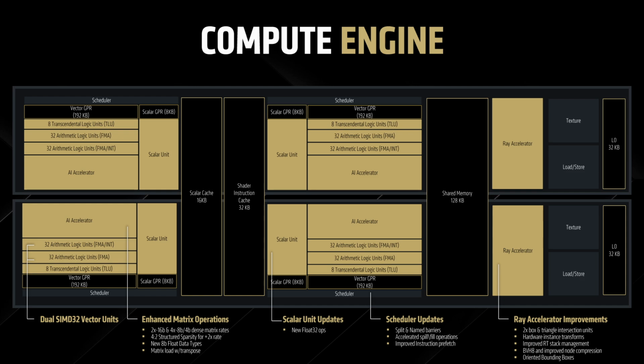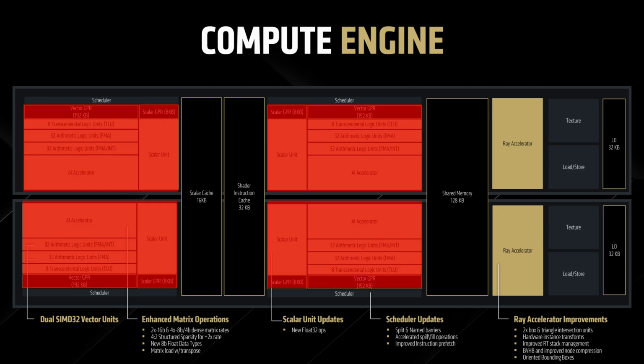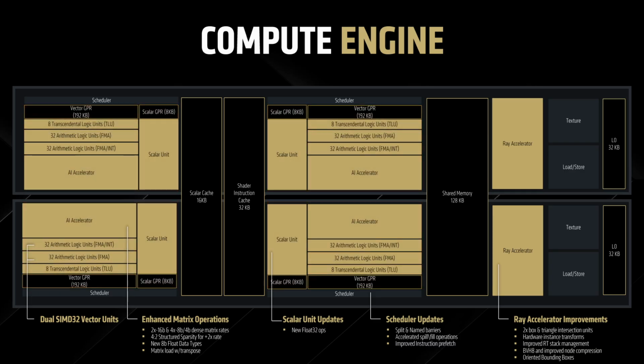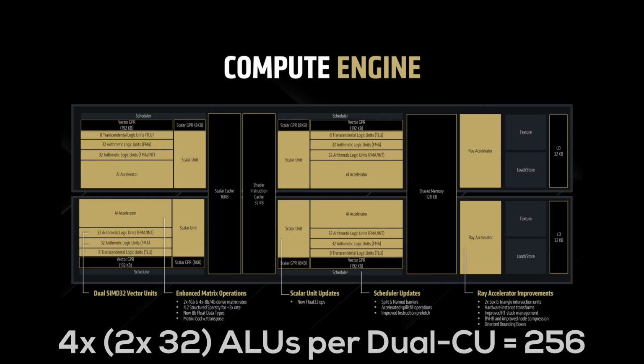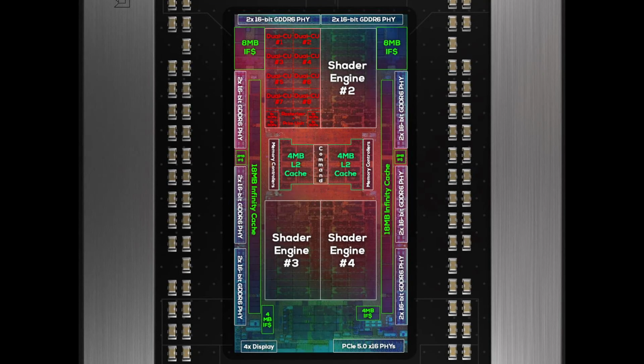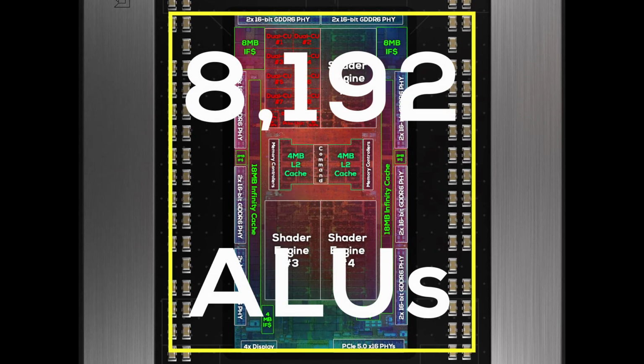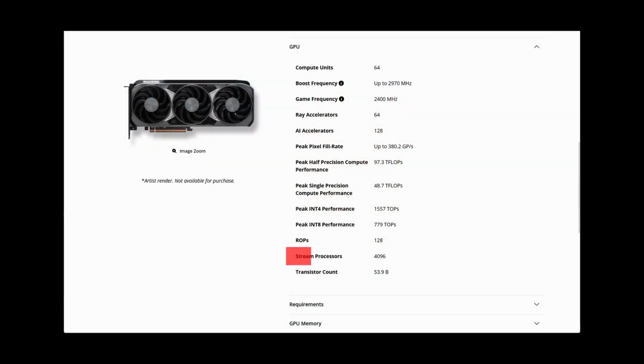But wait, if this diagram shows 2 compute units, why are there 4 blocks containing the same logic? That's the dual issue shaders AMD introduced back with RDNA 3. If we count all the vector ALUs in a dual compute unit, according to this schematic, there's a total of 256 shaders. And since each shader engine has 8 dual CUs, that's 2048 shaders per shader engine. And with 4 shader engines, Navi 48 should have 8192 shaders. But if we check AMD's website, the RX 9070 XT only has 4096.